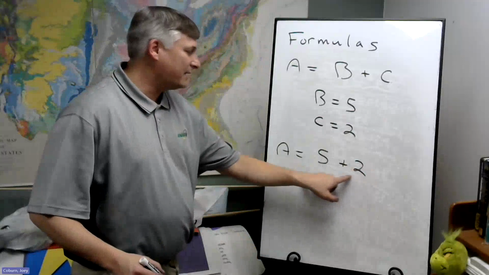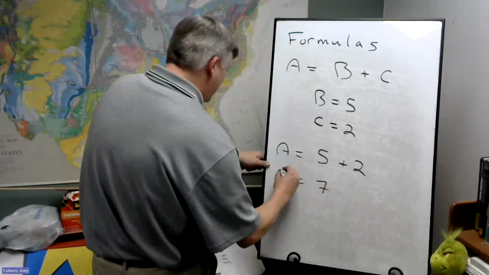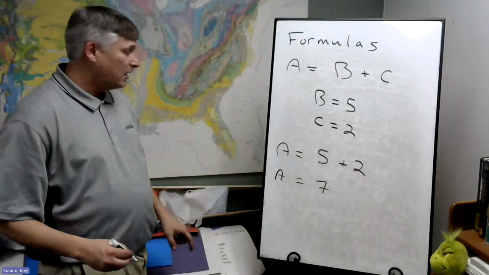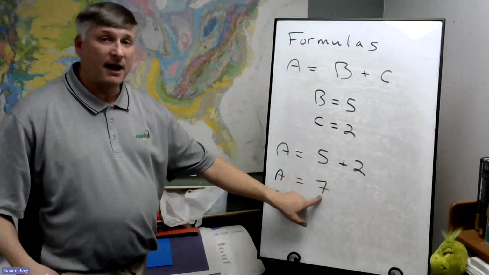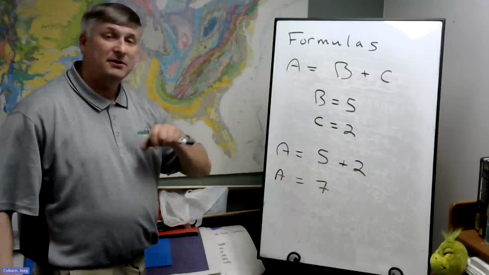And now we combine these, we do the arithmetic. 5 plus 2 is 7, and A just stays. But now we've discovered the value of A. A is the same as the number 7.